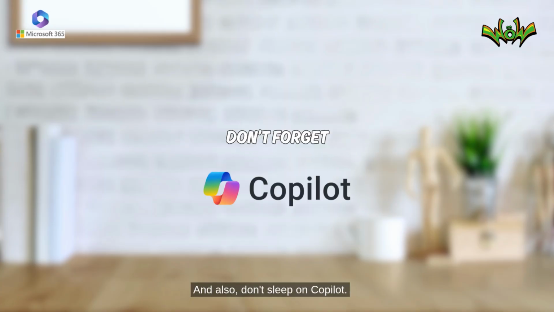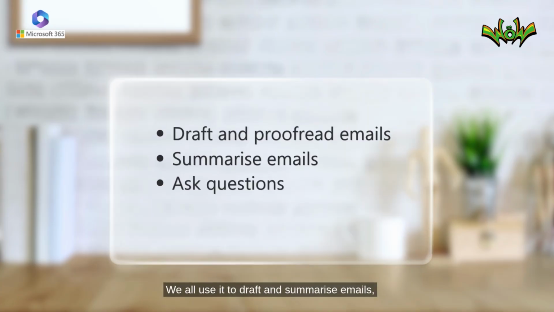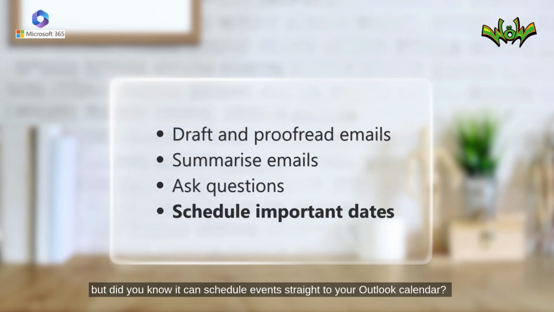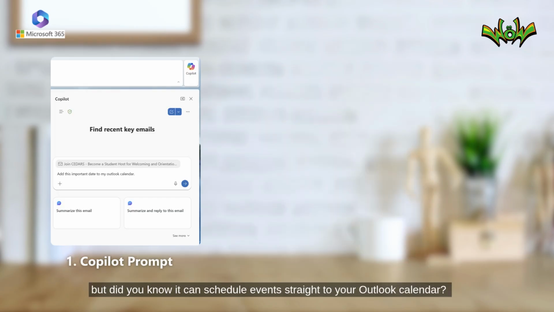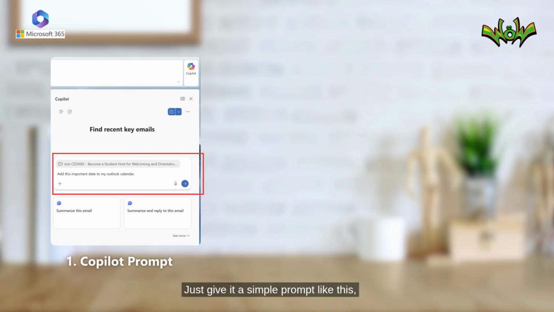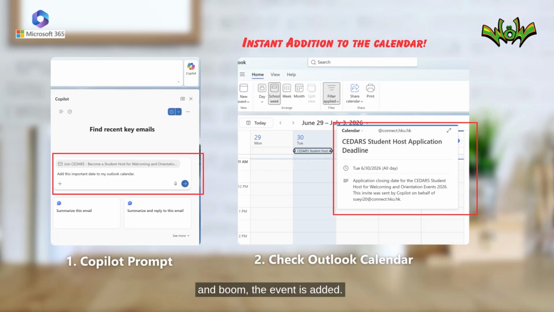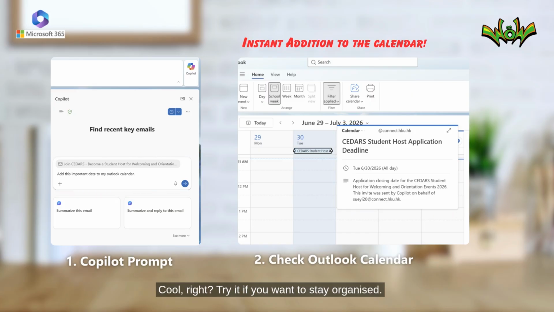And also, don't sleep on Copilot. We all use it to draft and summarize emails, but did you know it can schedule events straight to your Outlook calendar? Just give it a simple prompt like this, and boom, the event is added. Cool, right? Try it if you want to stay organized.